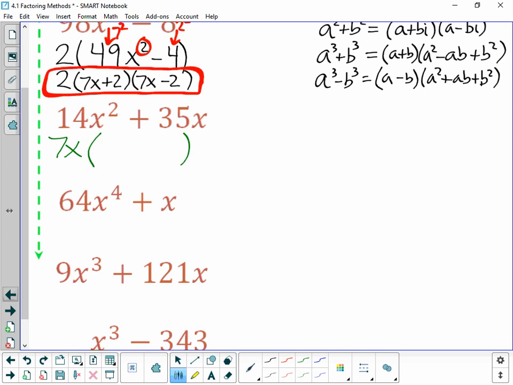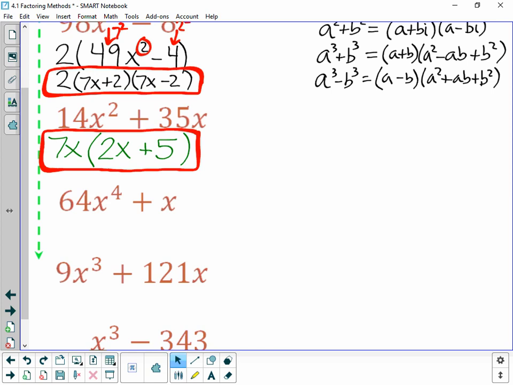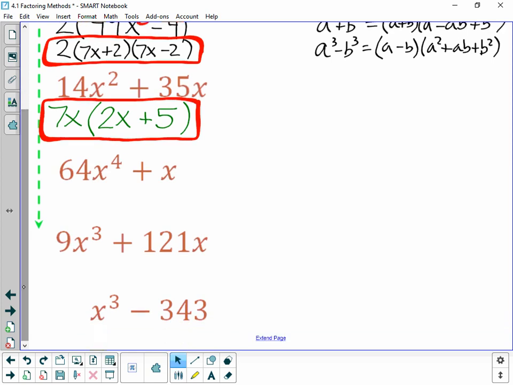If we factor out a 7x, in this first term it's going to leave behind a factor of 2 and 1 factor of x. And in the second term it's going to leave a factor of 5. 7x times 5 is 35x. So once we recognize that we had a GCF, that's our complete factorization. There's nothing else we can do. So check for a GCF. Don't assume that it's a pattern because you see a certain power. Check for a GCF.